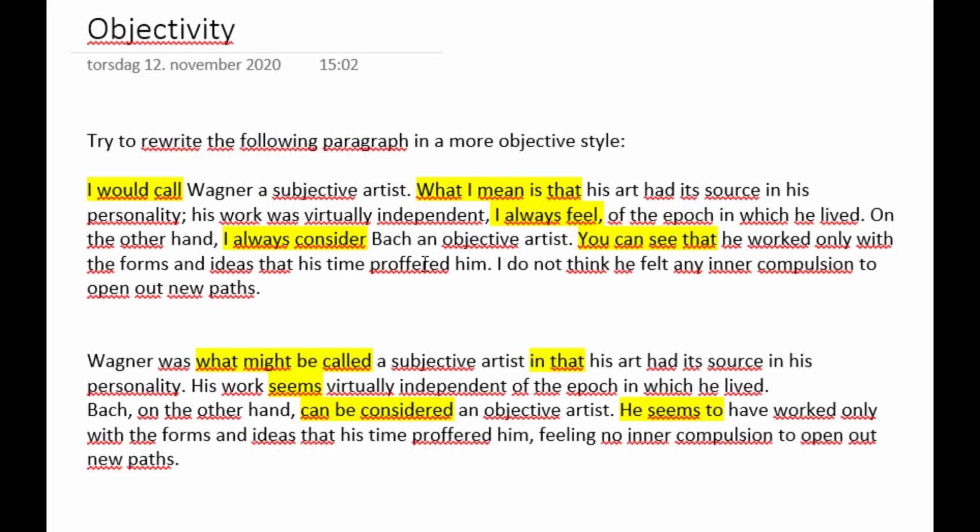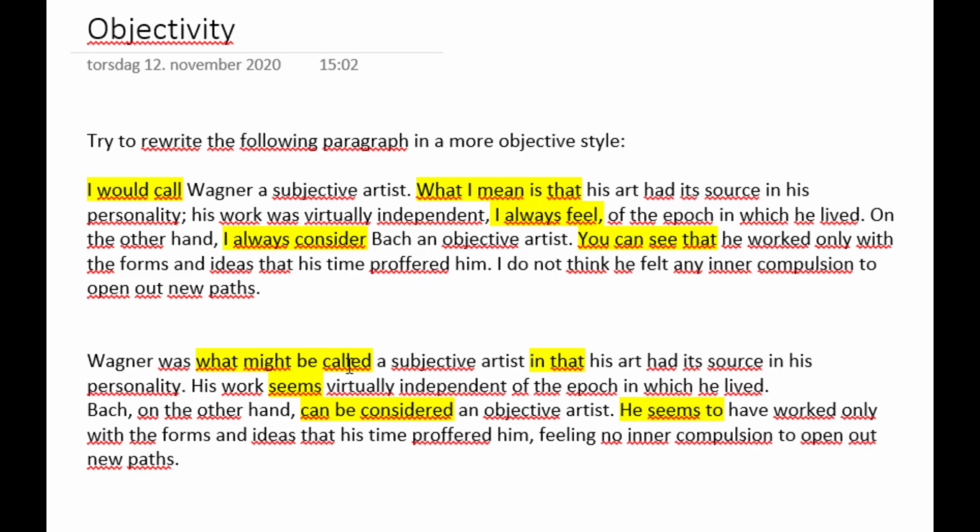Now, instead of saying I would call Wagner a subjective artist, I haven't said that Wagner was a subjective artist, because again, it is my personal opinion. But I've camouflaged it and I've said what might be called. And this is another feature of academic writing, which is called hedging.